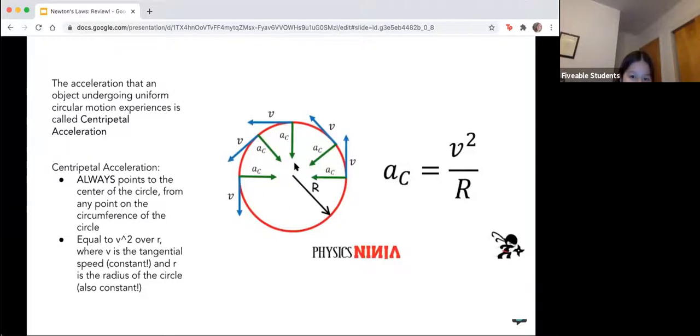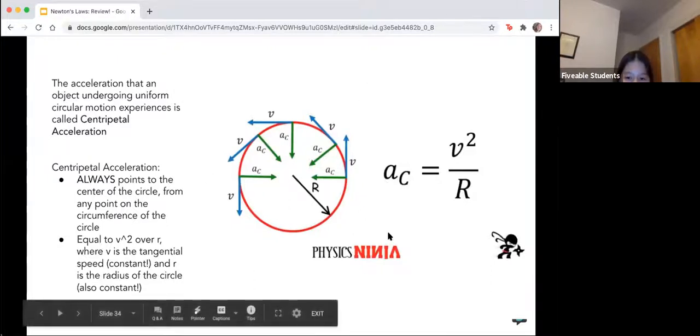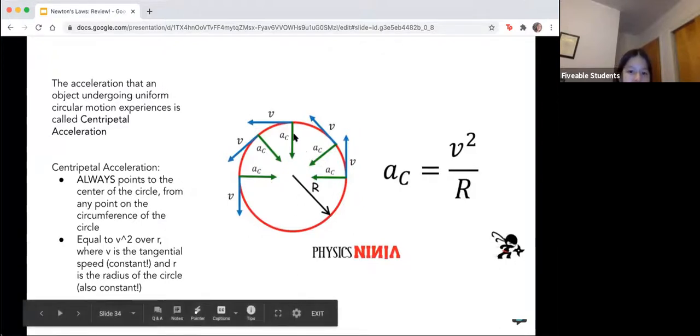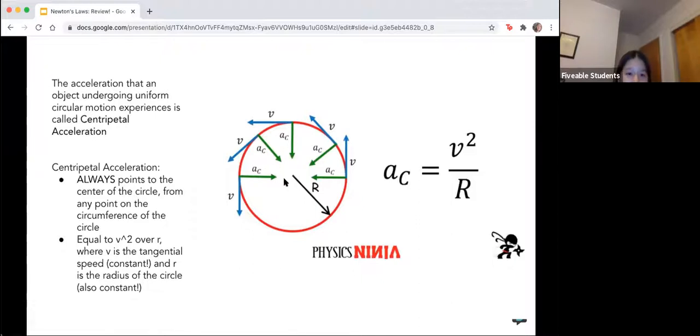Centripetal, same thing. But yeah, here's a cool graphic from Physics Ninja. I thought this was a great little graphic that kind of explains it, right? Velocity is always changing. I mean, the magnitude of velocity stays the same because it's uniform. However, the direction is constantly changing. So what is causing that change? It's because of the centripetal acceleration. It always points to the center of the circle from any point on the circumference of the circle.